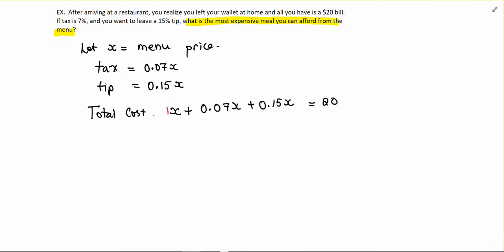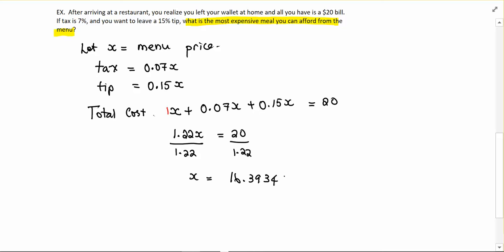So let's add 1 plus 0.07 plus 0.15. If I added those numbers up correctly, I get 1.22x equals 20. Divide by 1.22, divide by 1.22, and I get x equals 20 divided by 1.22, and I get 16.39344262, and it keeps going.